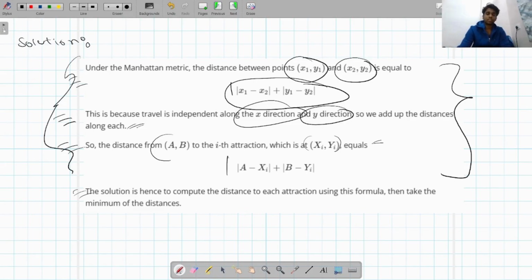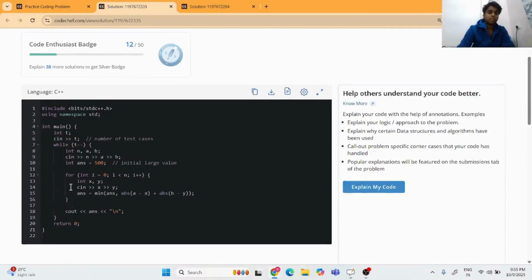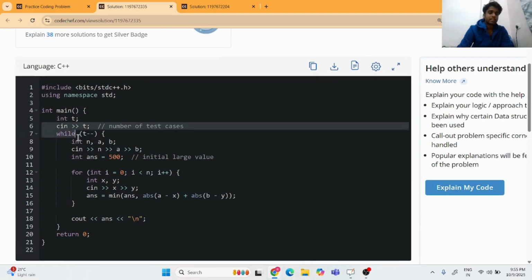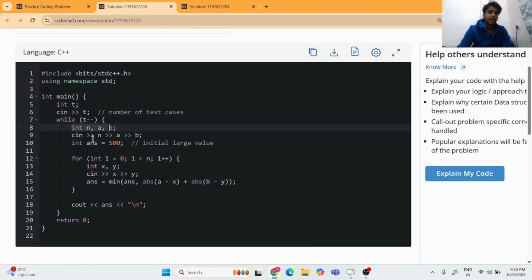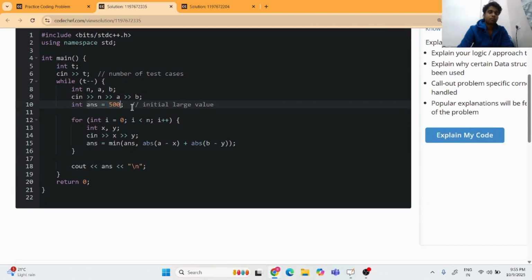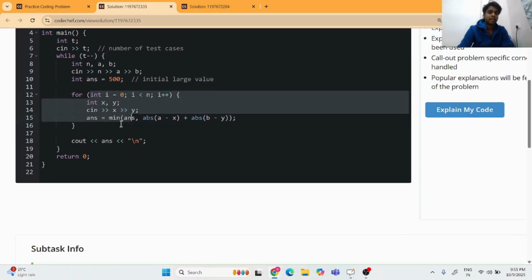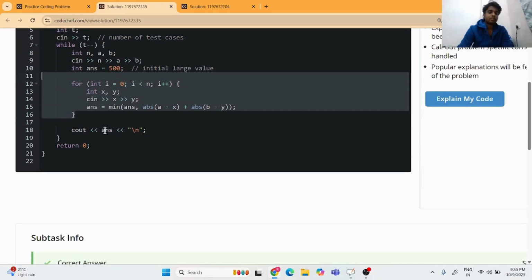So guys, I think the solution is pretty much clear. Now let's move to the simple C++ code. So guys, this is my simple C++ code. I took the input for all the test cases as well as N, A, B and also for X and Y over here. I initialize answer at some value 500 because that could be the limit of the constraints basically. I'm running a for loop and getting the minimum of all the Manhattan distances. And at the last, I'm simply printing answer.